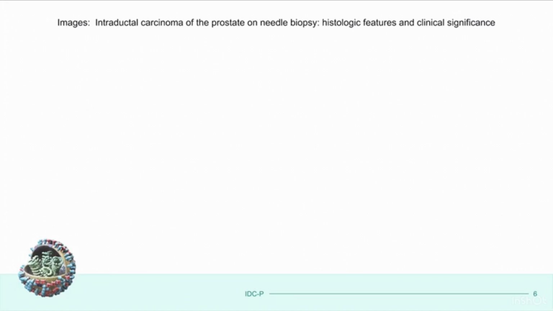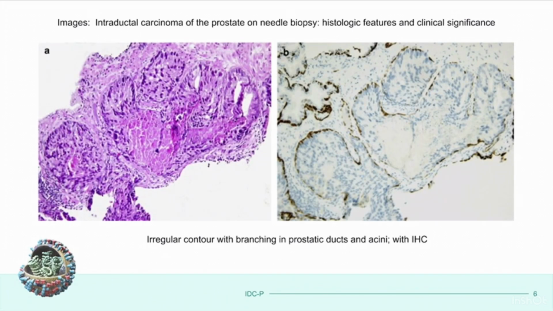Now coming to the other picture, in this you can see the acini and ducts have an irregular branching pattern in the left side picture, and there is also necrosis in that. And to prove that it is an intraductal pattern, you can see the basal cell markers are positive.